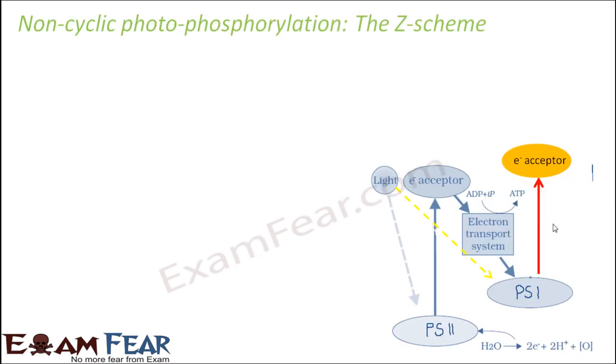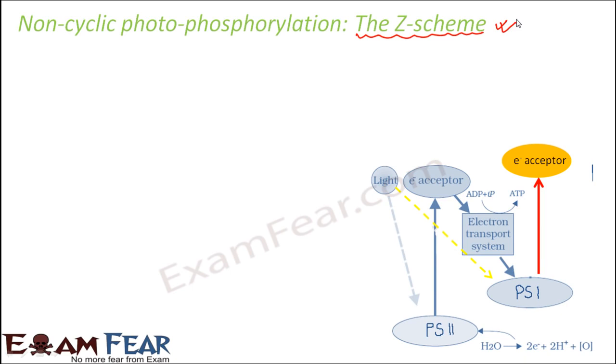So this was all about the process of non-cyclic photophosphorylation. Now, before we start our discussion on cyclic photophosphorylation, we will talk about an important term which is often used in context to non-cyclic photophosphorylation, and that is the Z scheme. What is this Z scheme? You will often find it in your textbooks. So let me tell you what this is.